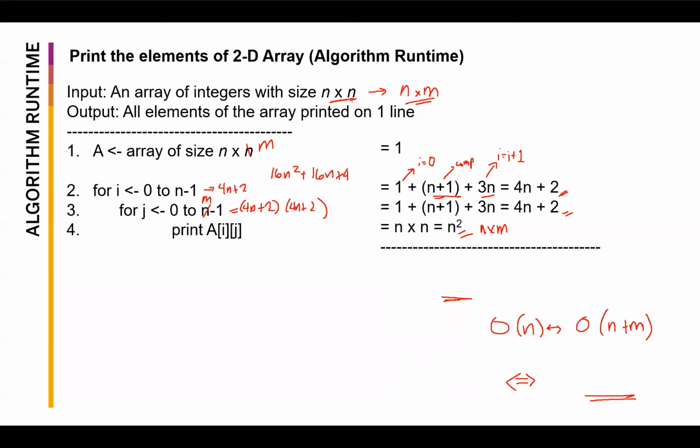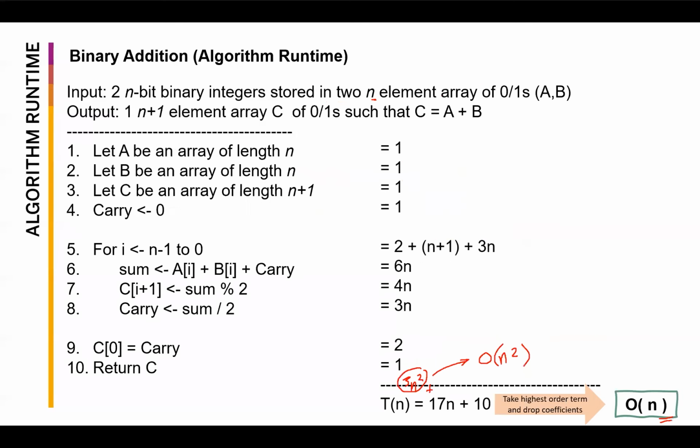So if we go back to the previous slide, our two integers have the same length. They have the same n bit integers. So if one of them has a different length, let's say this is m, then the algorithm would run at O of n plus m, but it will still be considered as linear. All right. Any questions so far?